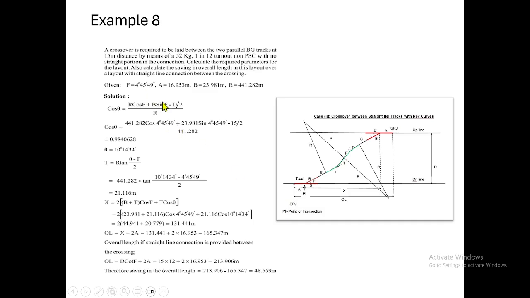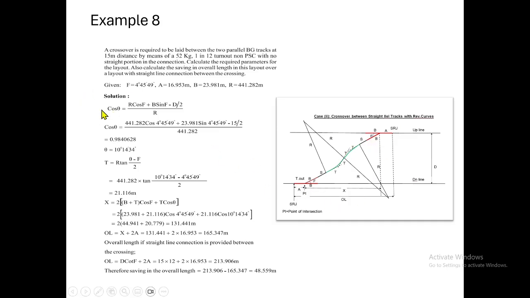So we can see an example also. Here a crossover is required to be laid between two parallel BG tracks at 15 meter distance by means of 50 kg, 1 in 12 turnout, non-PSC, with no straight in between. Calculate the required parameters of layout. Also calculate the saving in overall length in this layout over the layout with straight line crossing. So we have to put the normal distance with the straight connection, the reversal connections. Now how much saving we will be able to get, that they asked. Here 1 in 12 points and crossing, you have to use 50 kg.